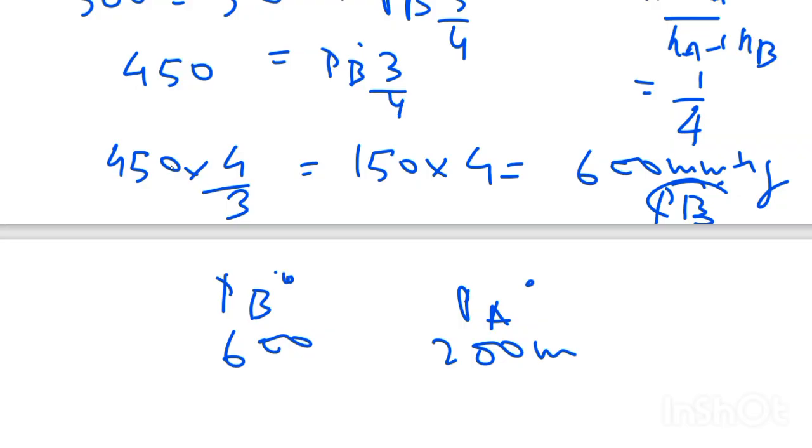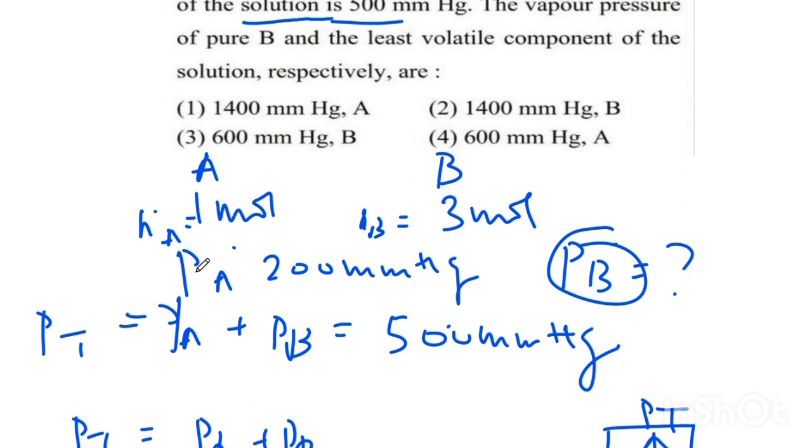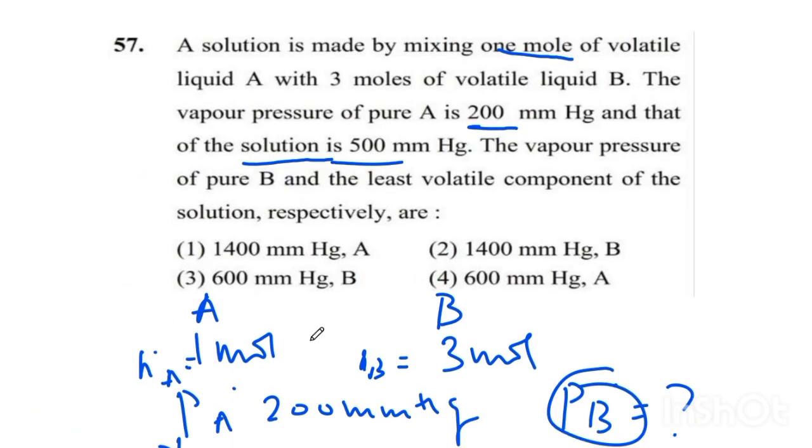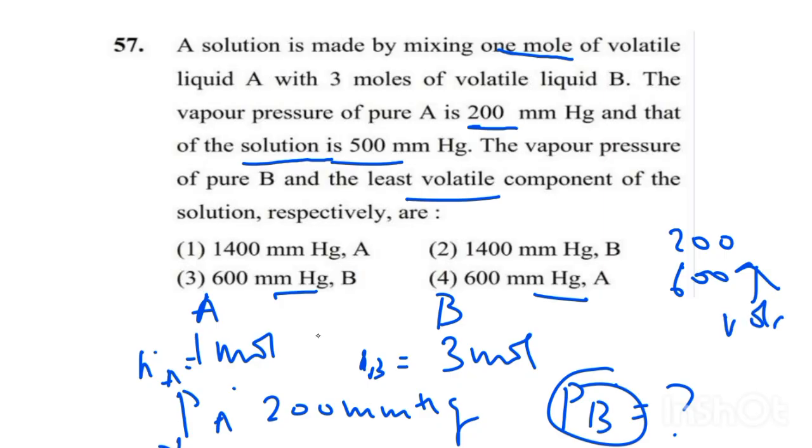Now PB naught is 600, PA naught was 200. PA naught is the vapor pressure when only A is present, and PB naught is when only B is present. So let's see which option comes out to be 600. There are two options of 600. The second part was the least volatile component. We have two components, one having 200, one having 600. The greater the vapor pressure, the more volatile it is, that is, it has a greater tendency to go into the gaseous phase. So the least volatile component is A. So the correct answer is 4.